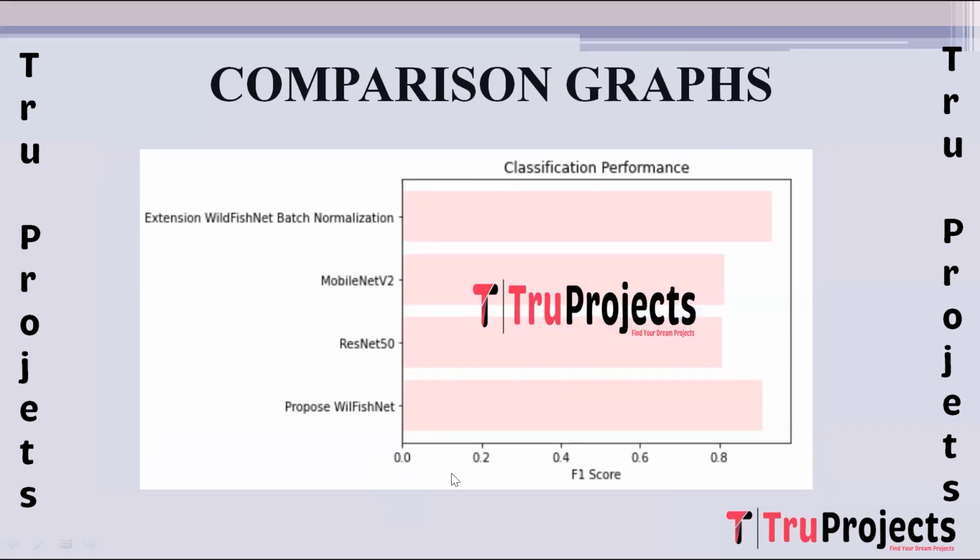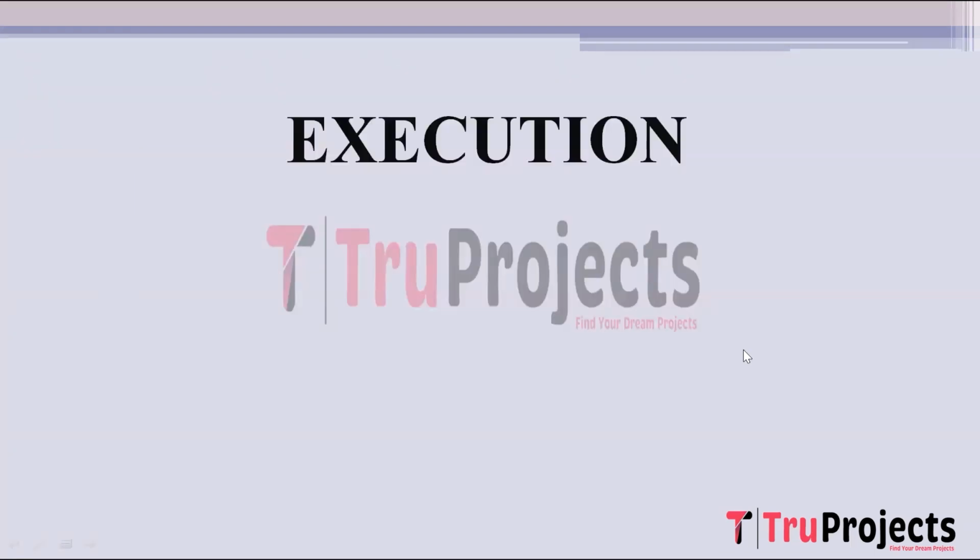This is the F1 comparison graph. On the x-axis we have the F1 score and on the y-axis we have the algorithm name. F1 score is the harmonic mean of precision and recall. It is a balanced measure that considers both false positives and false negatives. It is calculated as 2 times the product of precision and recall divided by the sum of precision and recall. It provides a single metric that balances precision and recall, making it useful when we want to consider both false positives and false negatives in the evaluation.